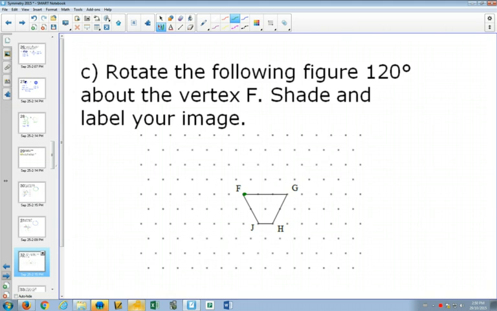So this is the vertex. So we've got that line right there. We are going 120 degrees. It doesn't say.